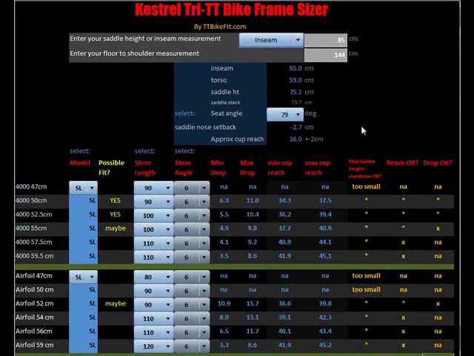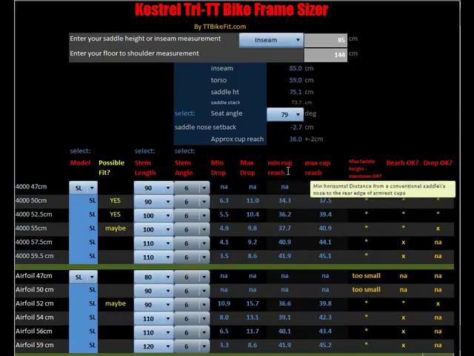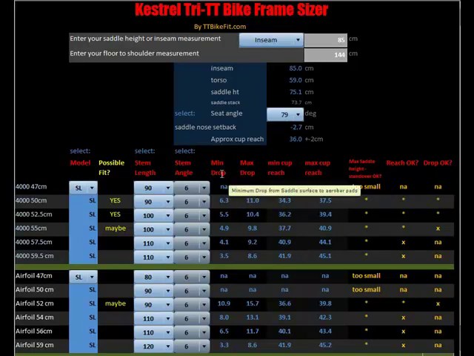So for a tri bike or a TT bike, what we are really interested in is, based upon a certain saddle position, how far away the front end is from the saddle. That being, how far are the armrest cups from the nose of the saddle, and that's what we mean by minimum cup reach. So this is nose of saddle to back edge of cups. And how low is the front end relative to the saddle? That would be the drop from the saddle seating surface down to the armrests.